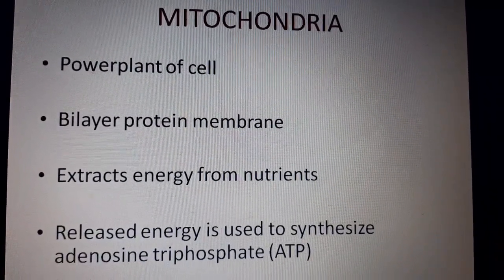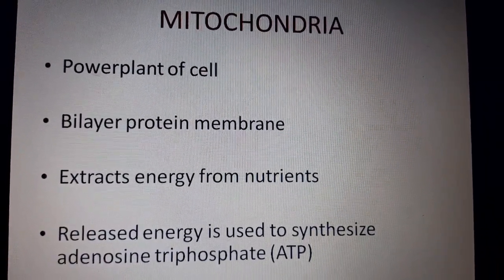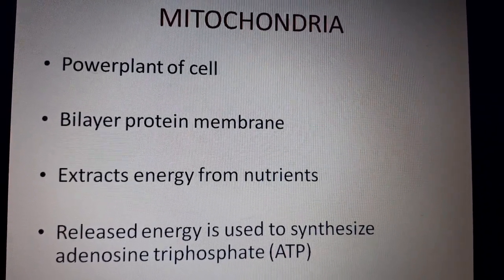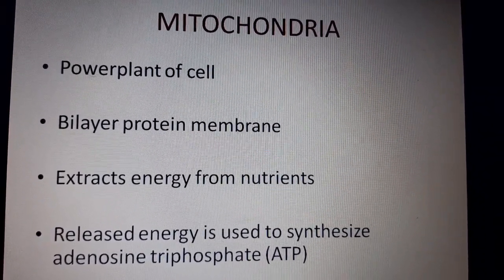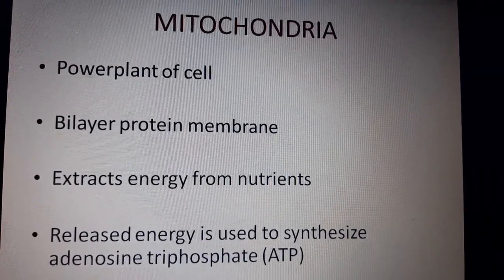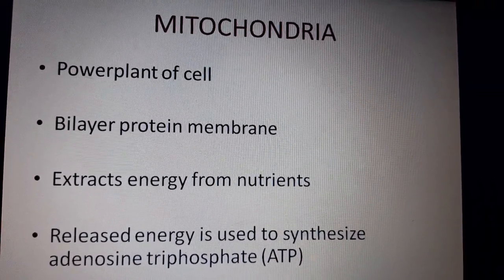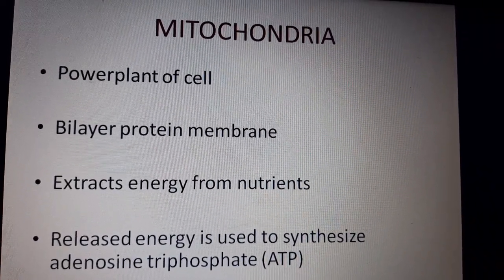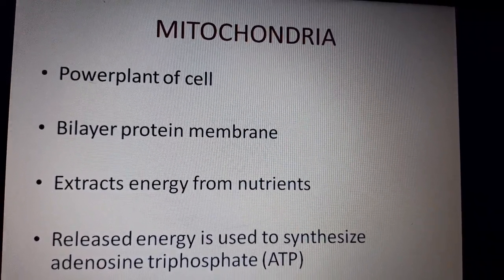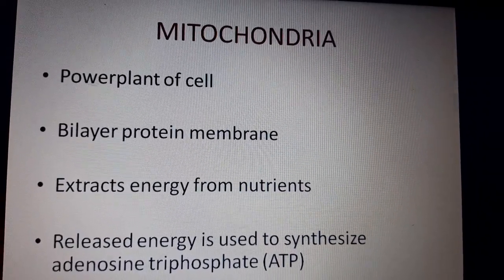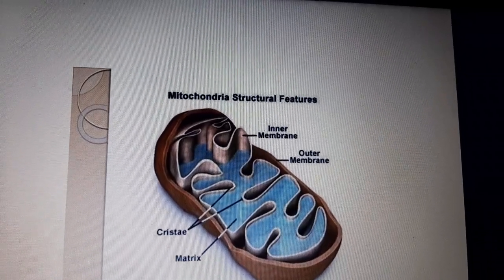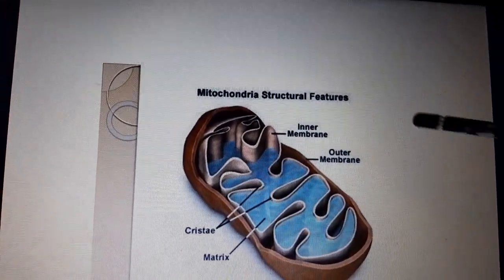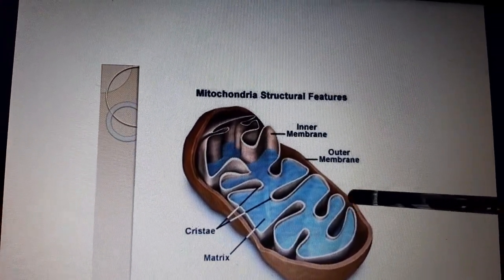Then mitochondria. Mitochondria is also called the powerhouse or power plant of the cell. It is a bilayer protein membrane, and it extracts energy from various nutrients. The energy which is released is used to produce ATP molecules. ATP, that is adenosine triphosphate molecules, through which energy is provided to the cell for its various activities. The main structure of mitochondria consists of two membranes, one the outer membrane and the other the inner membrane.